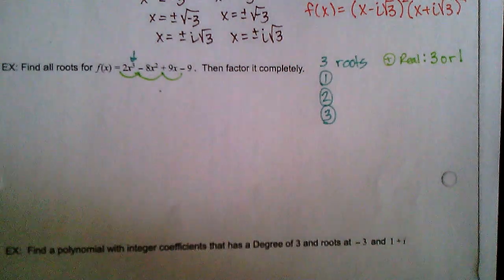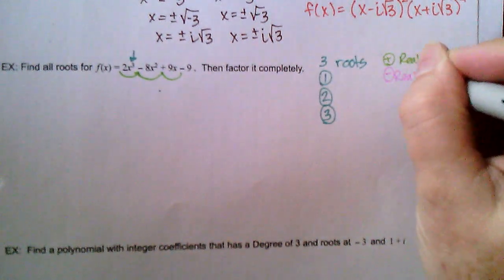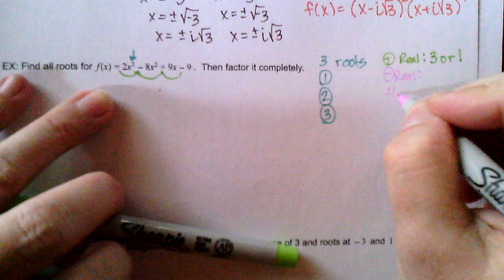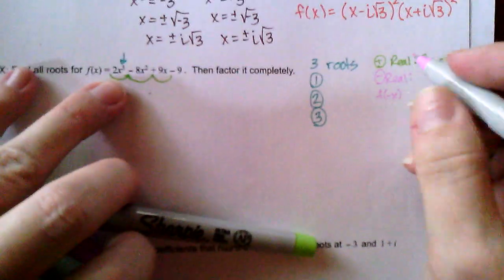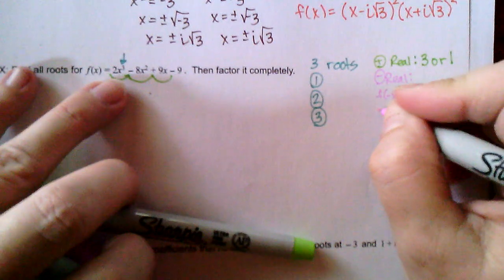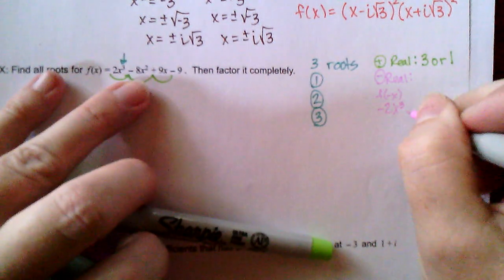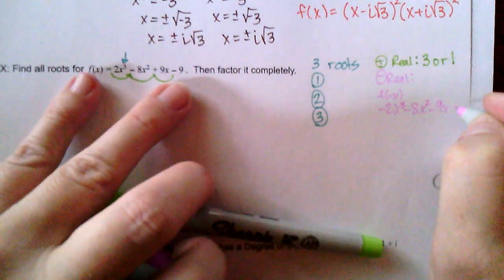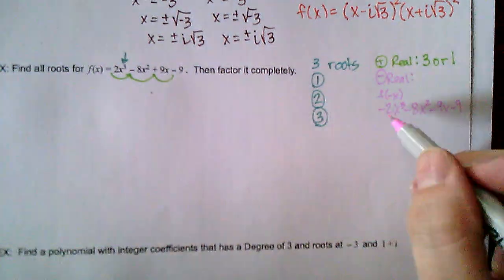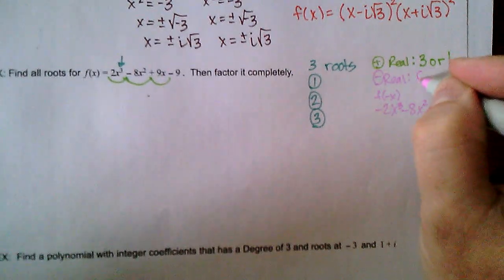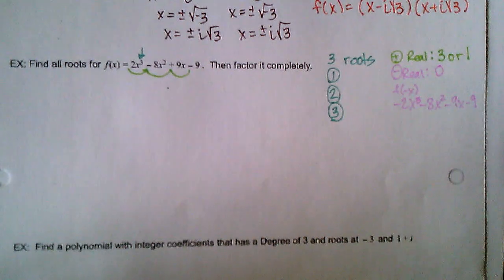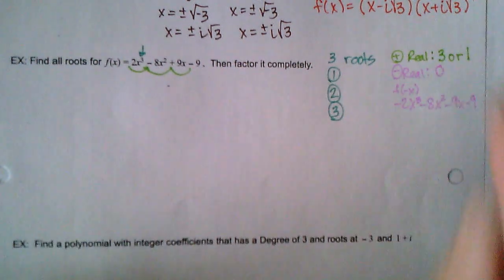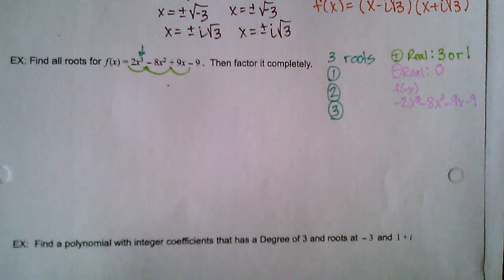Negative real roots. So I'm going to do f of negative x. So the odd exponents change their signs. So that would be negative 2x cubed. The even ones don't change, so negative 8x squared. The odd ones do change, and the constant term does not change. So I have no sign changes, so I would have 0 negative real roots. So when I go to do my list, test, and rewrite, there's no point in testing any negative real roots because I know I'm only going to have 1 or 3 positive real roots.